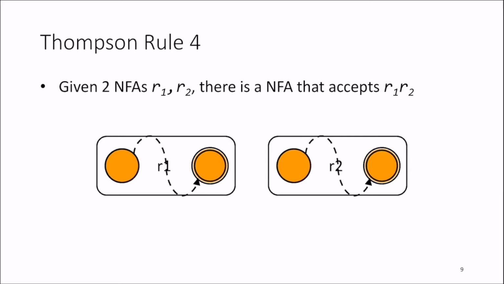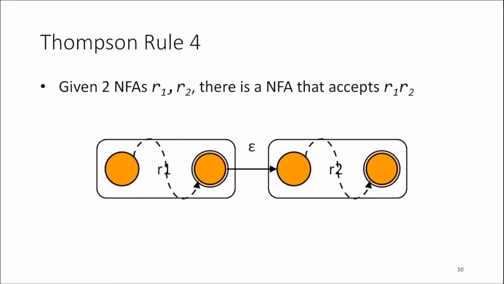The same idea, but for concatenation, is the topic of rule 4. So let's say I have an NFA for R1 and I have an NFA for R2, and I want to concatenate them together. What I would do is take the final state of R1 and connect it to the start state of R2. I'm taking R1 and I want to make sure that all the strings of R2 can follow R1, so I just create this transition to link them up together.